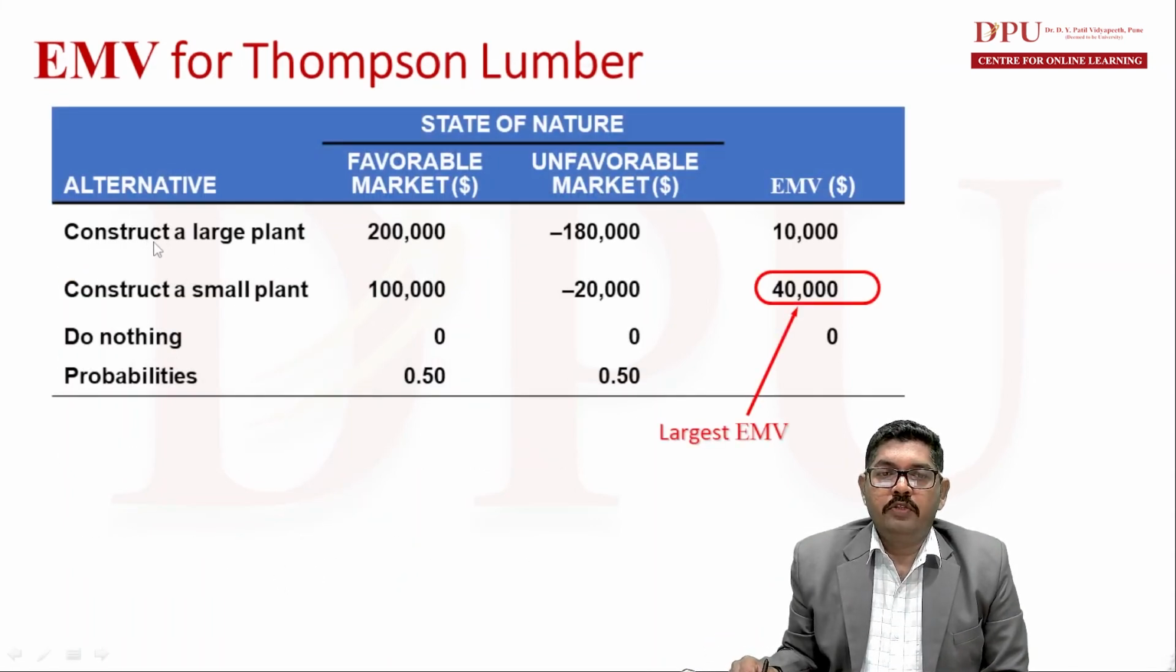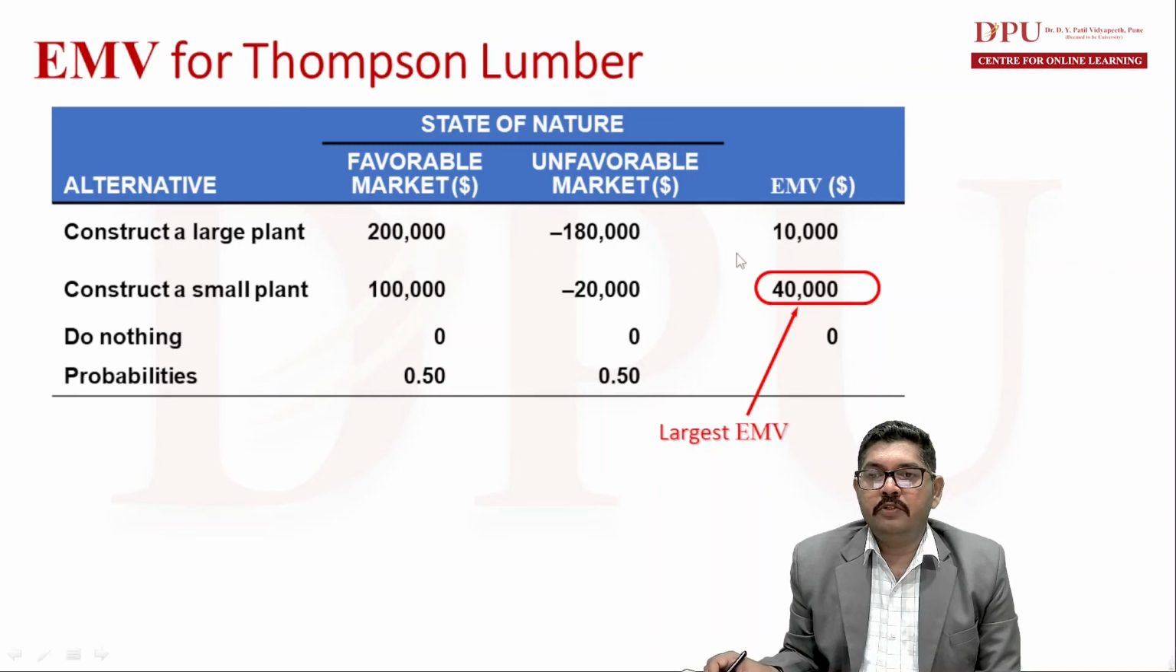The same table is taken here: 2 lakh, minus 1 lakh 80,000, 1 lakh, minus 20,000, 0, 0. These are the probabilities. And 0.50 multiplied by 2 lakh plus 0.50 multiplied by minus 1 lakh 80,000, the addition of these two will give us 10,000. Similarly, 0.50 multiplied by 1 lakh plus 0.50 multiplied by minus 20,000 will give us 40,000. And for the last option, doing nothing, 0 multiplied by 0.5 plus 0 multiplied by 0.5 will give us 0.